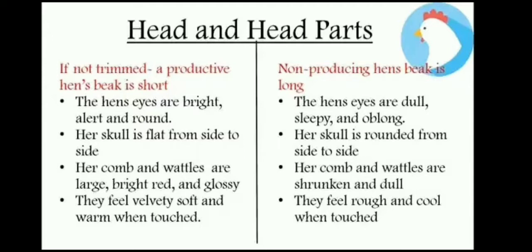Now, the non-producing hen's beak is long. Her eyes are dull and oblong in shape. Her skull is rounded from side to side, unlike the productive hen's flat skull. Her comb and wattles are shrunken and dull, not red. They feel rough and cool when touched. So there are differences between the two.